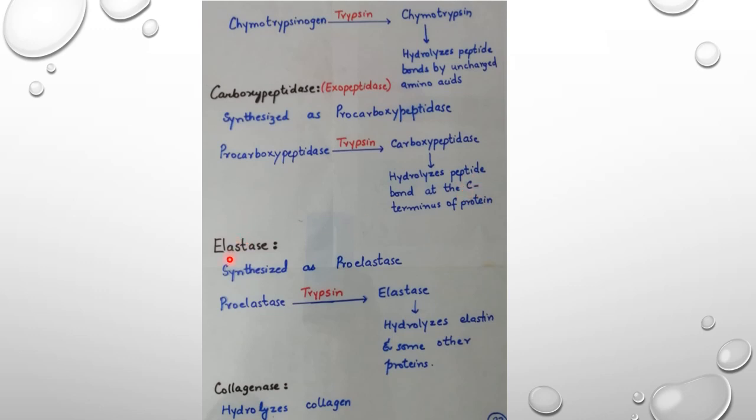Then another proteolytic enzyme that we can see in pancreatic juice is elastase, which is synthesized as proelastase, but in the presence of trypsin, it gets activated to elastase. And it has the ability to break down elastin and some other related proteins. Then the collagenase enzyme, which can split collagen, is also found in pancreatic juice.